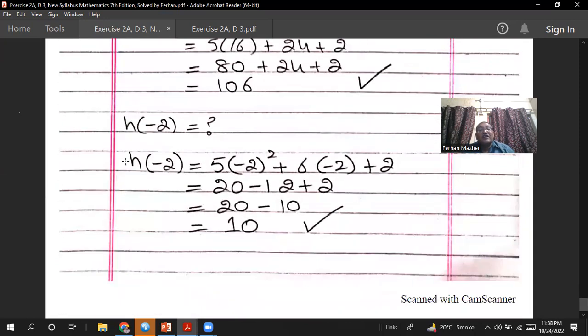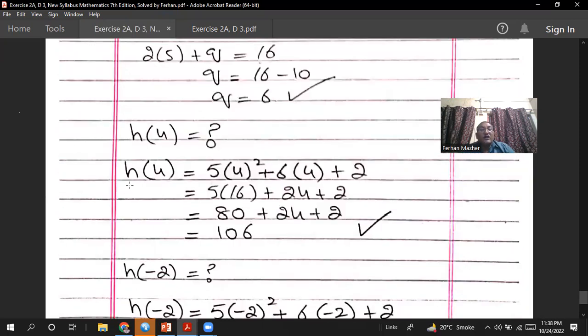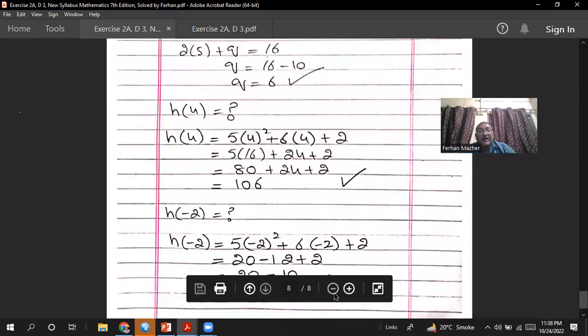The next question is to find the value of h of minus 2. So h of minus 2 will be equal to 5 bracket minus 2 bracket close squared plus 6 bracket minus 2 bracket close plus 2. So it will be 4 into 5, that will be 20, minus 12 plus 2. So it will be 20 minus 10, and that will be 10. So this is how you will do the question number 5.